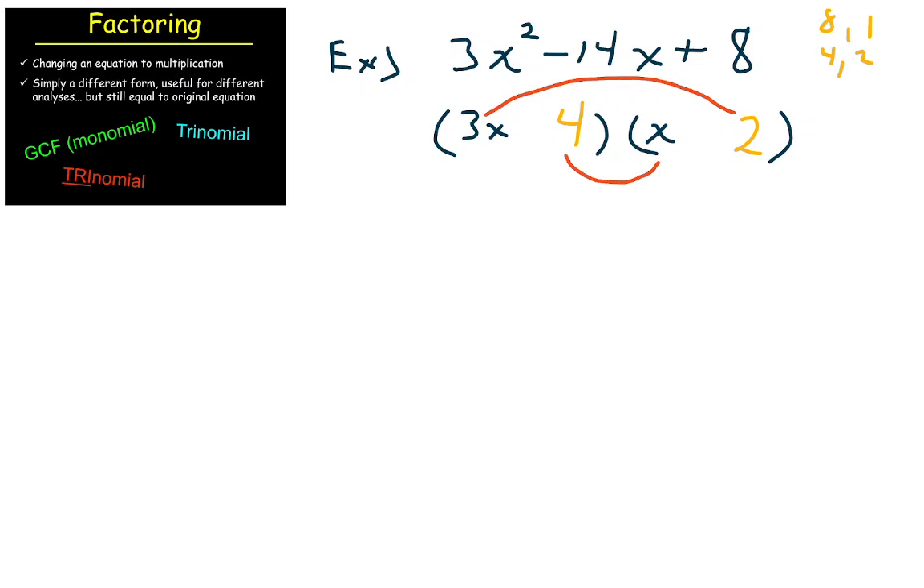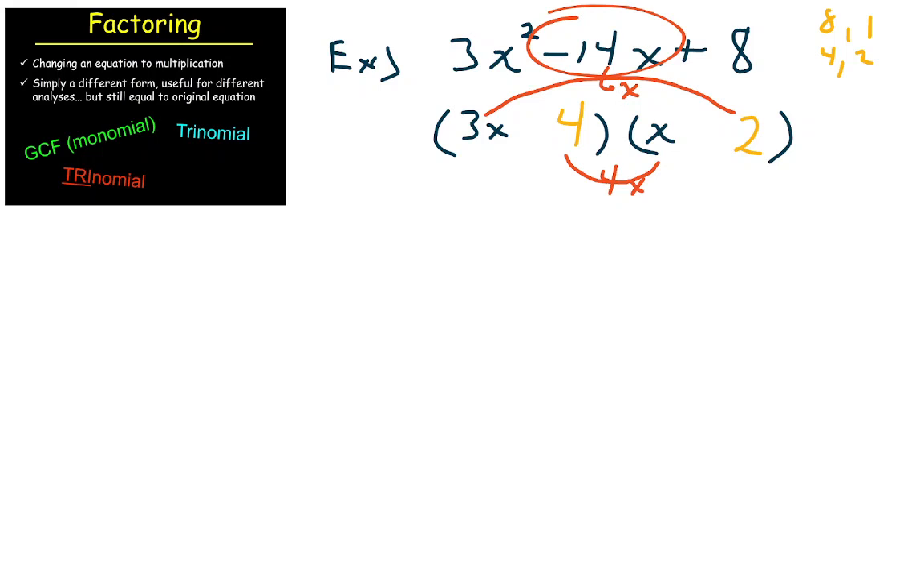You see, when you're using this method though, you have to realize that when you multiply or distribute the 3x to the 2, you get a 6x. And when you multiply or distribute the 4 to the x, you get a 4x. What's up with this 6x and 4x? Well, they have to check to give you the negative 14x.